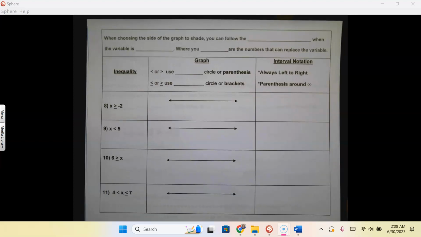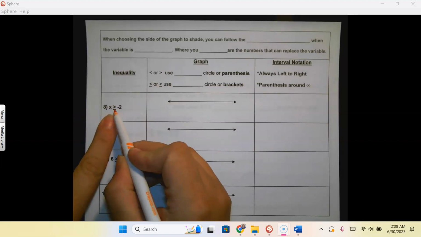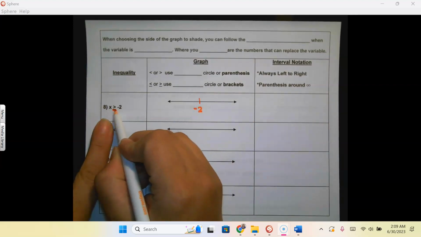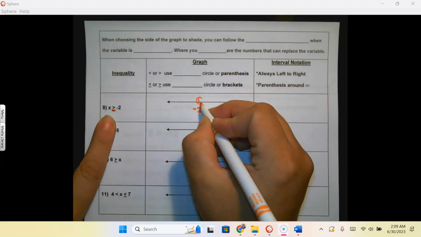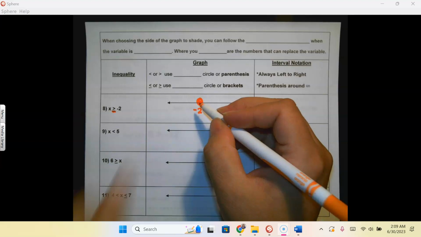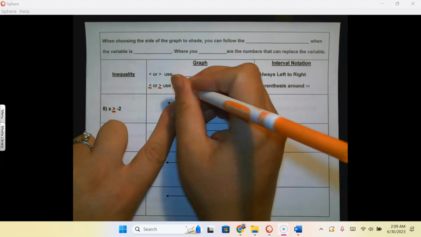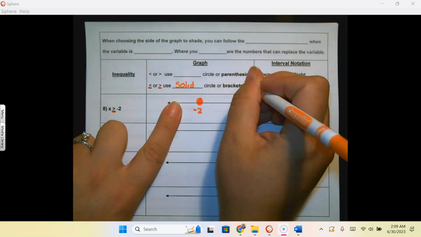Okay, next we're going to focus on graphing a little bit more. So when we're graphing something like this, we've already talked about that when the line is present there, it means "or equal to." So when we graph that number right there, we need either a closed circle or a bracket. Okay, so again, when it has the line underneath, it means "or equal to." You're going to use a solid circle or brackets.